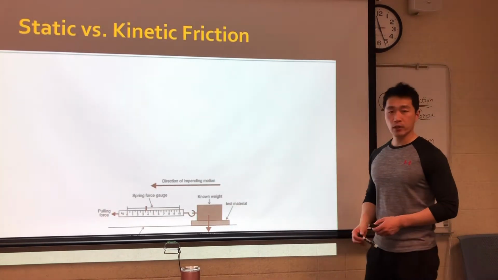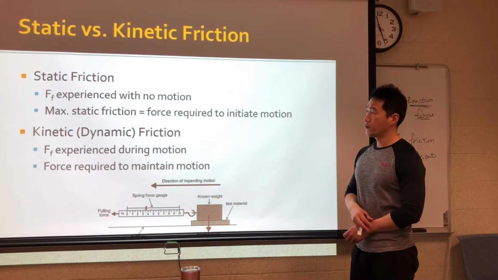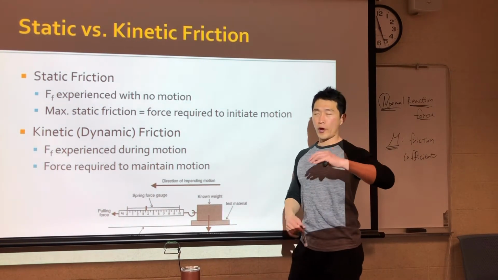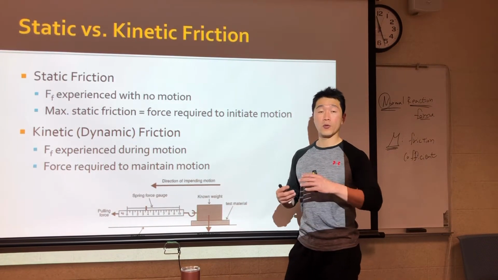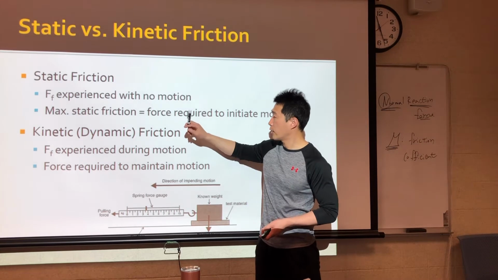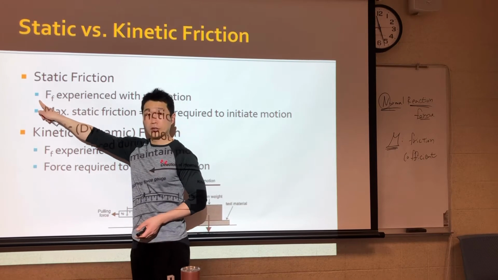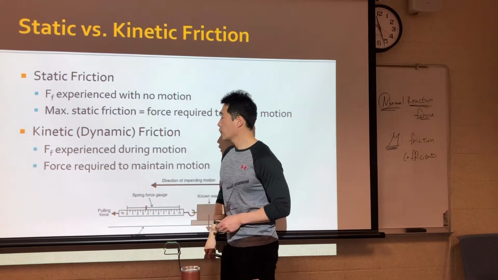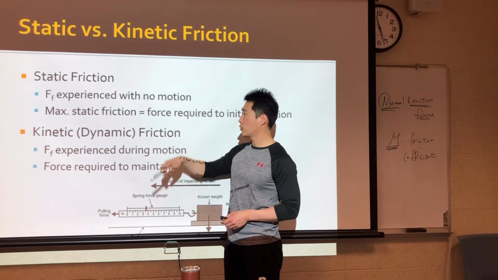And then another classification of friction: static friction versus kinetic friction. You can classify friction into these two, depending on whether motion is involved or not. Static friction, where F means friction, is friction experienced with no motion, so without motion. Whereas kinetic or dynamic friction means friction experienced during motion, without motion and with motion.